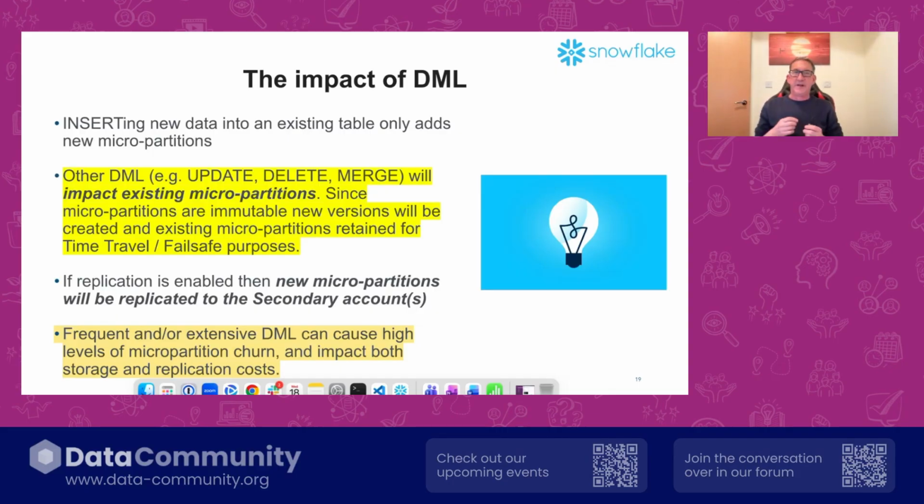And it's important to note also, where you've got very large tables, if you're doing frequent and extensive DML, so updates, deletes, etc., high levels of micropartition churn can happen, and therefore that can over time impact the natural clustering of a table, and therefore you might want to look at specific auto clustering by various predicates on a specific table.